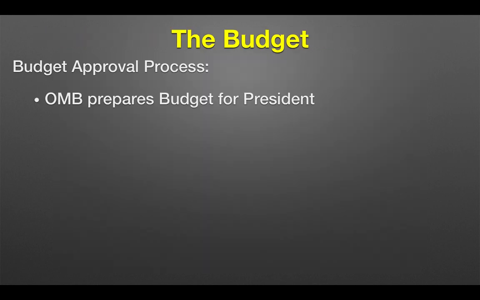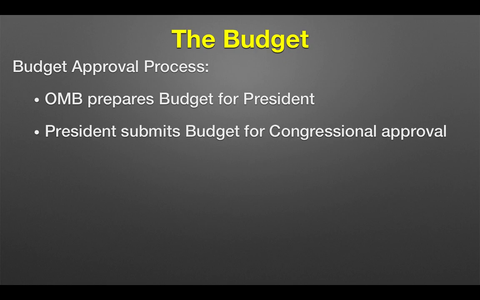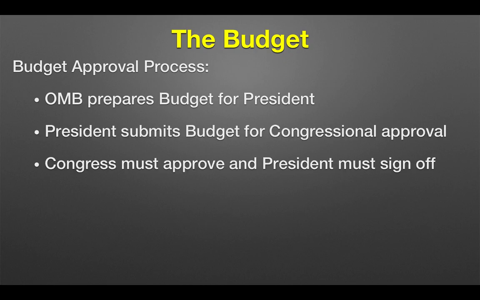Budget approval process. The OMB prepares the budget for the President. The President submits the budget to Congress for approval. Congress must approve and the President must sign off. If this does not happen, then the government goes into shutdown, and we've had that happen a few times because we're in such deficits and whatnot.